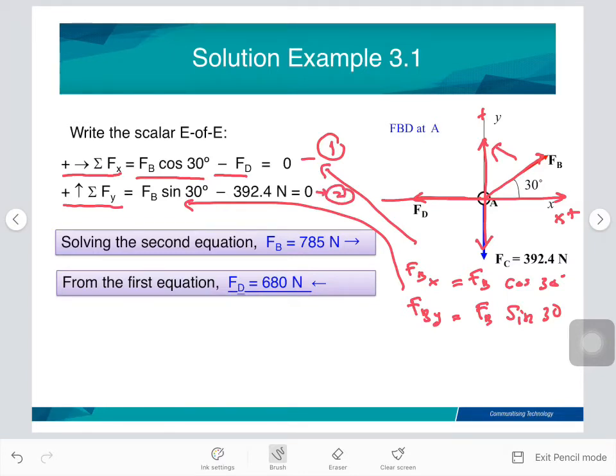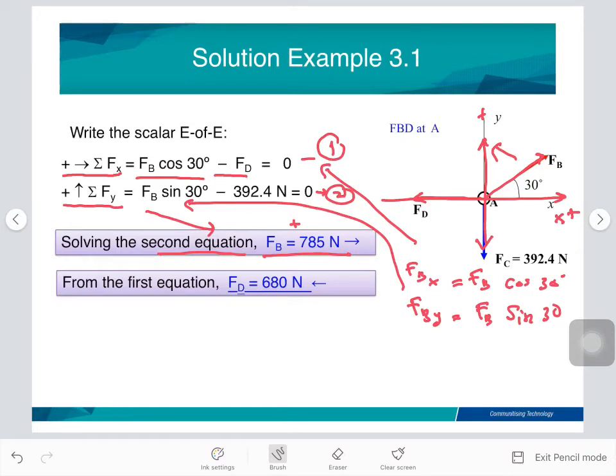So we can solve the second equation here. This is the second equation. So summation FB sin 30 minus 392.4. So we can have FB is equal to 785 Newton. Alright, so this is positive, right? So the positive, our assumption is correct.